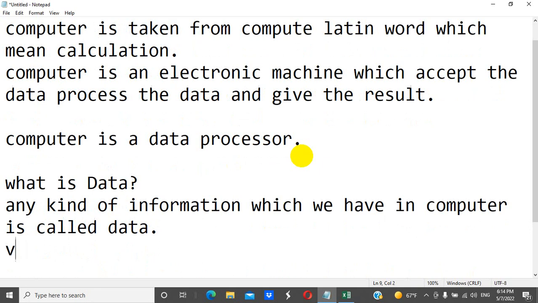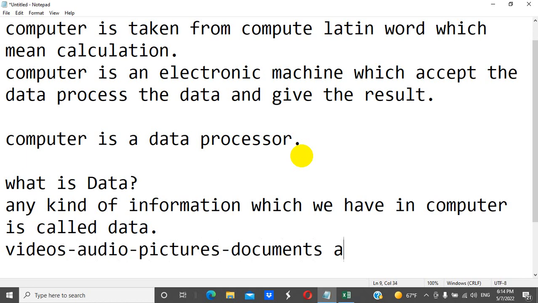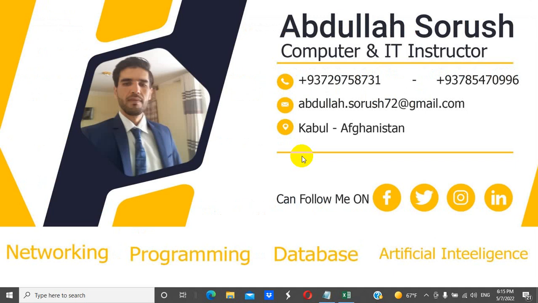For example, we have videos in the computer. These videos, we can call data. Videos are data. Our music files or audio files are called data. Pictures, documents, and others. So any kind of information which we have in the computer is called data. If someone says they have more data in their computer, it means they have a lot of videos, audios, documents, or something else in the computer.